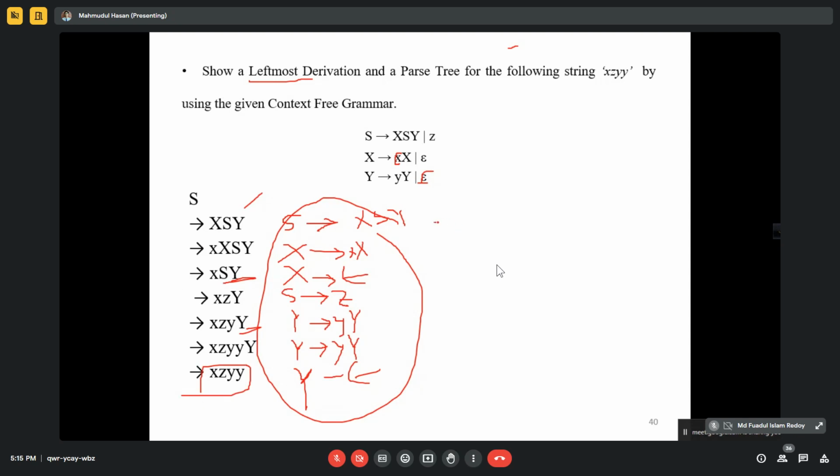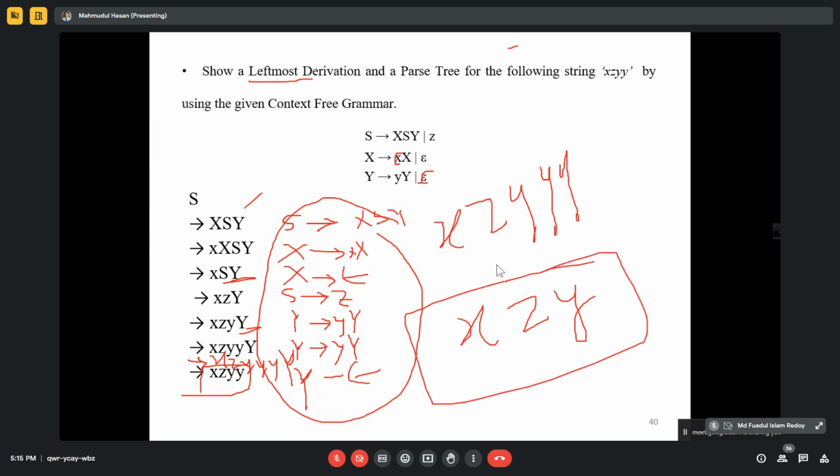Suppose this is the input string, then which thing do we need to change? Suppose this is the input string. So the last epsilon again with Y. That means you just have to do x z y then y. Okay, got it everyone? Yes, sir. Suppose the input string is like this one.